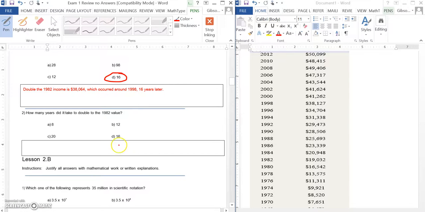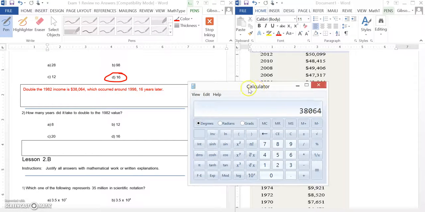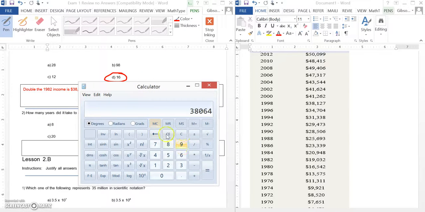Okay, now we come down here to number 2. It says how many years did it take to double to the 1982 value? So we look here at 1982. We have 19,032. Now it says here how long did it take to double to that value. So we had to take 1982's value, which is 19,032, and divide it by 2.